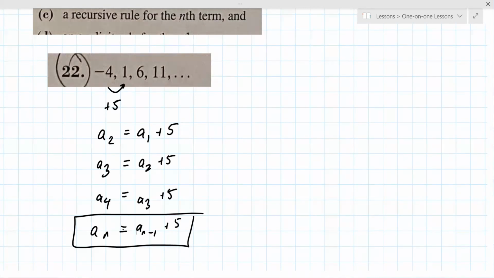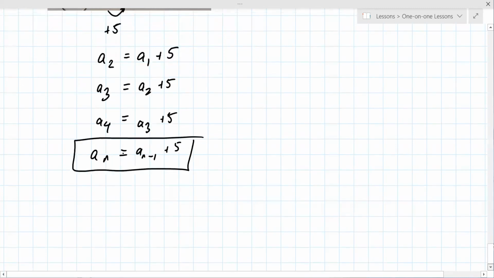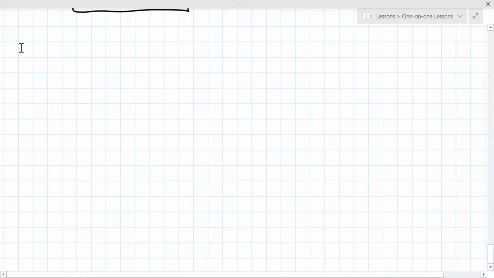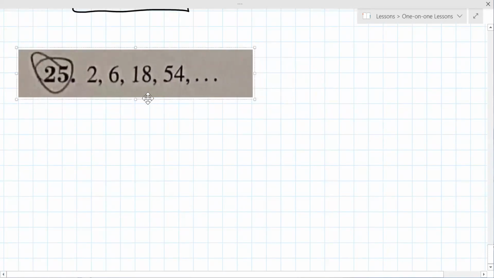Number 25. Okay, 25. We got a geometric sequence this time. Geometric sequences always have a common ratio.